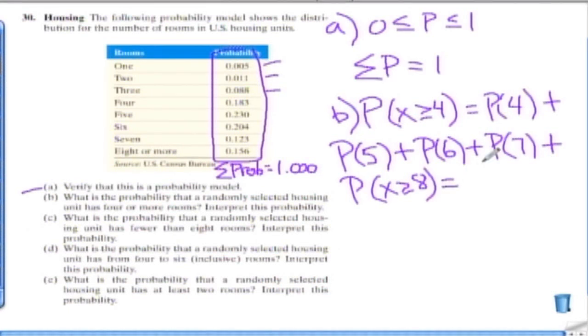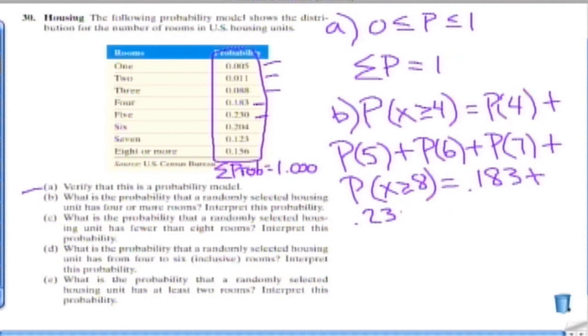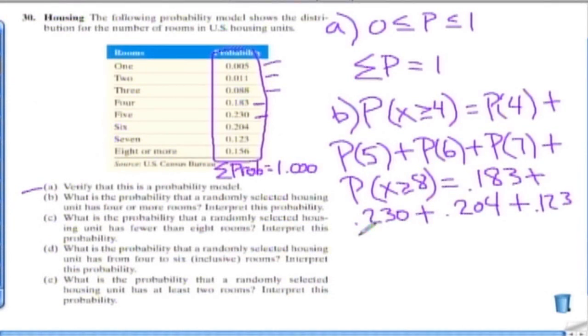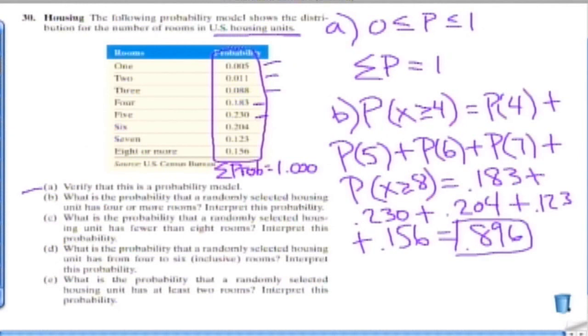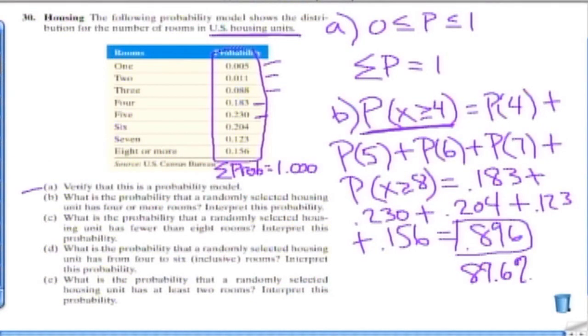And then you simply write down all the probabilities. Okay, probability of 4 rooms would be 0.183. The probability of 5 rooms is 0.230. 6 rooms is 0.204. 7 rooms is 0.123. And then 8 or more rooms is 0.156. And you just simply add all those probabilities together and you should get 0.896. And that means that if a U.S. housing unit is chosen at random, the probability that it contains at least 4 rooms is 0.896, or you would choose a housing unit with 4 or more rooms 89.6% of the time. Okay?